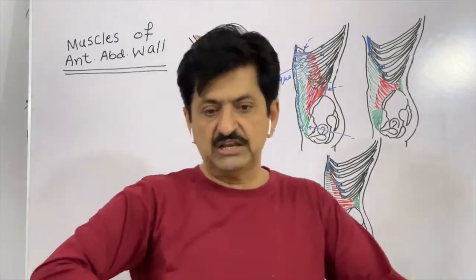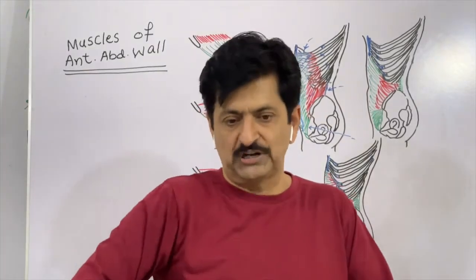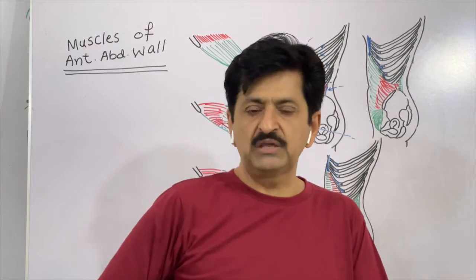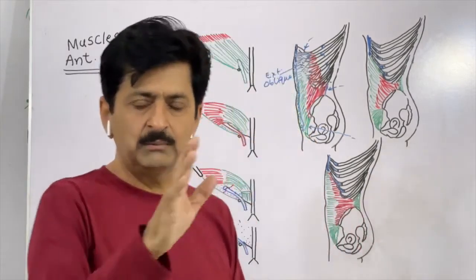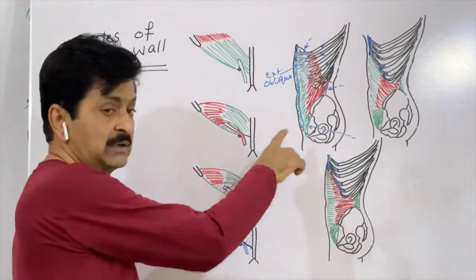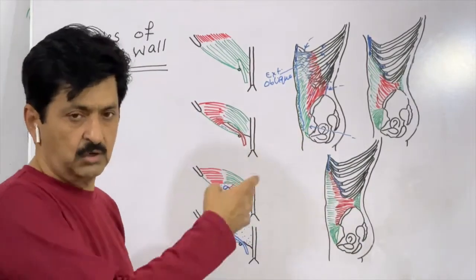It's not just becoming thick, it is enrolled also. So due to enrolling, it becomes thick. And when it becomes thick, you will call it a ligament. And this is called the inguinal ligament. So the inguinal ligament is nothing but the lower thickened enrolled border of the external oblique muscle.